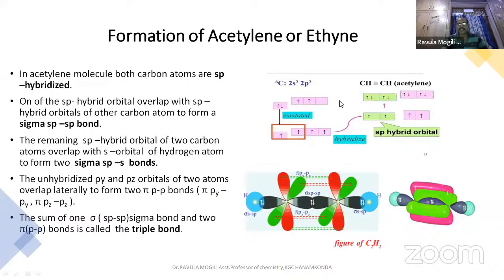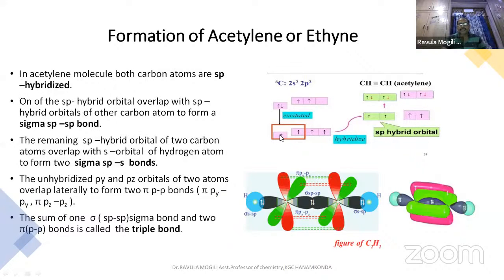Now here, acetylene also has sp hybridization. How many unpaired electrons are there here? 4 unpaired electrons: 1 s orbital and 3 p orbitals. The 1 s orbital and 1 p orbital form sp hybridization. The remaining p electrons are involved in pi bond formation.